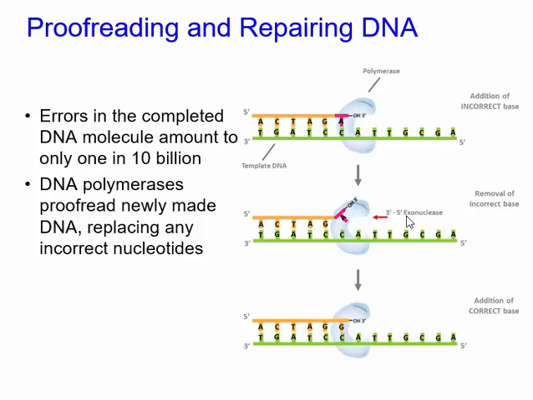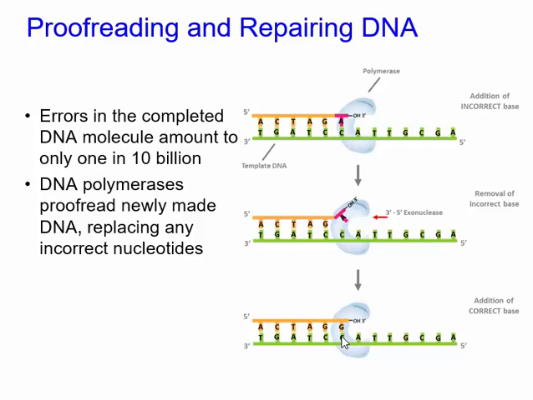So DNA polymerase has this exonuclease activity. Exo basically means the end. It'll take nucleotides off the end of a strand. And so here it is removing this mistaken adenine, and now it can fill in with the correct base.